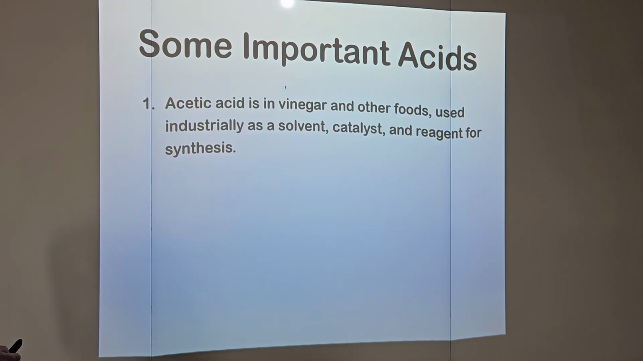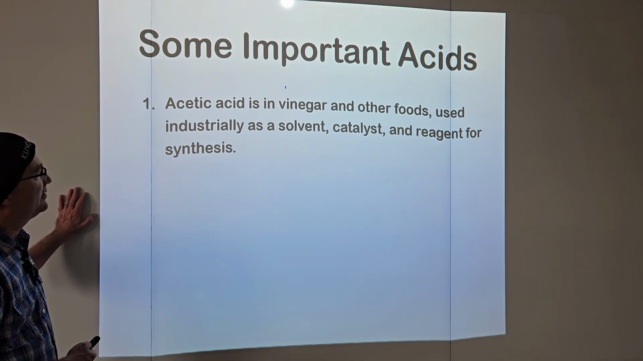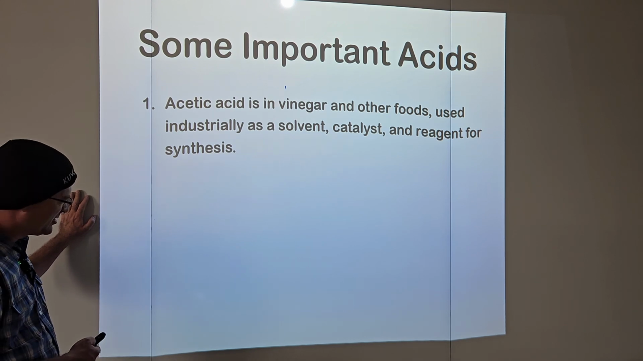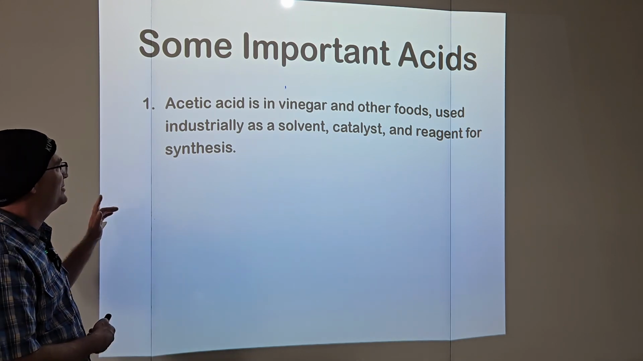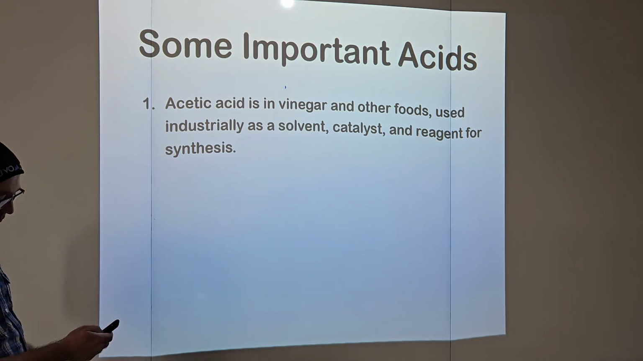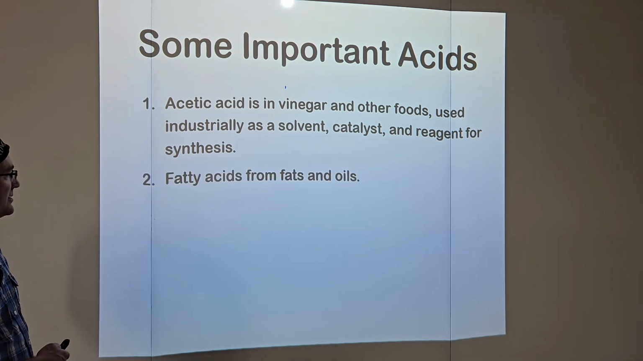Important carboxylic acids. Acetic acid's got to be number 1. It's naturally occurring in the form of vinegar and used for Italian dressing and mustard and a bunch of other condiments, but industrially as a solvent, catalyst, and of course a reagent for various organic syntheses.